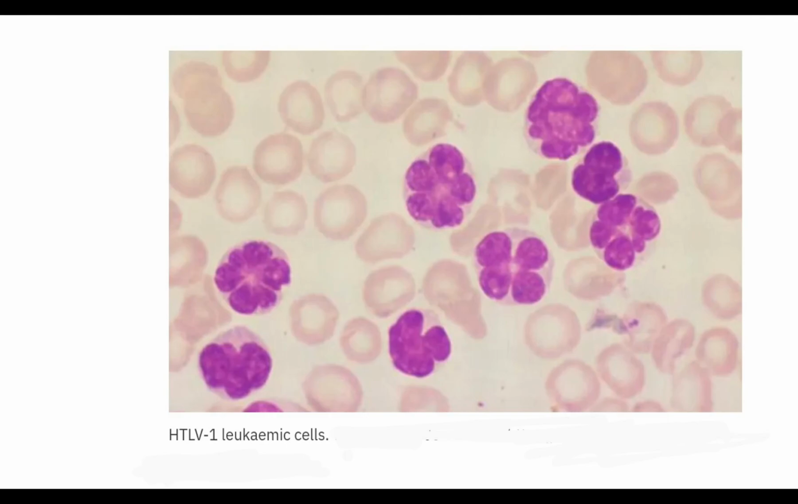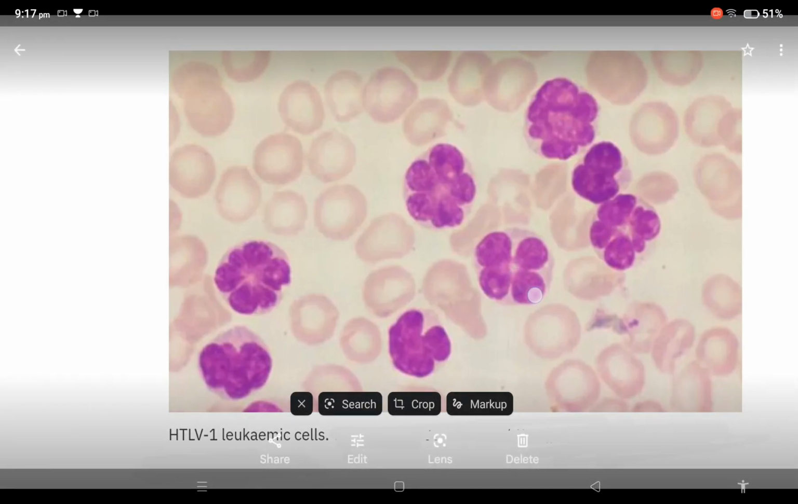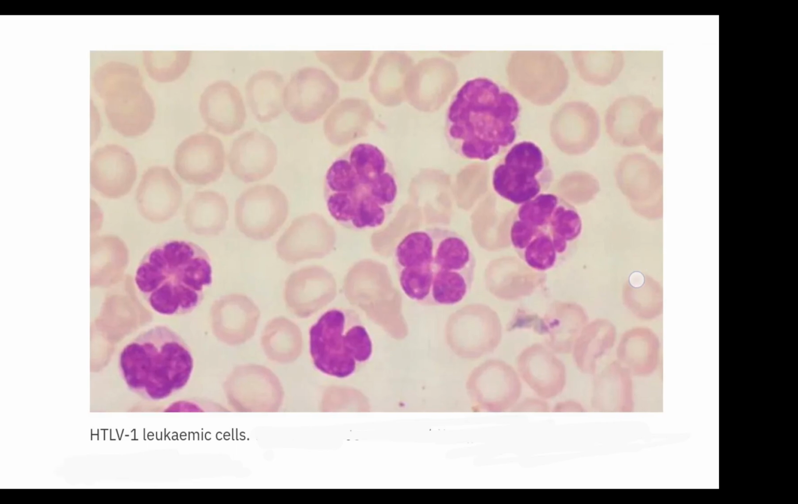Today we will be studying the important images asked in the pathology section. The first image is of HTLV-1 leukemic cells. HTLV is human T cell leukemia virus, human T cell lymphoma virus. So how will we identify the histological slide? In this slide, basically there will be flower shaped cells and nuclei. So from this we will identify it.